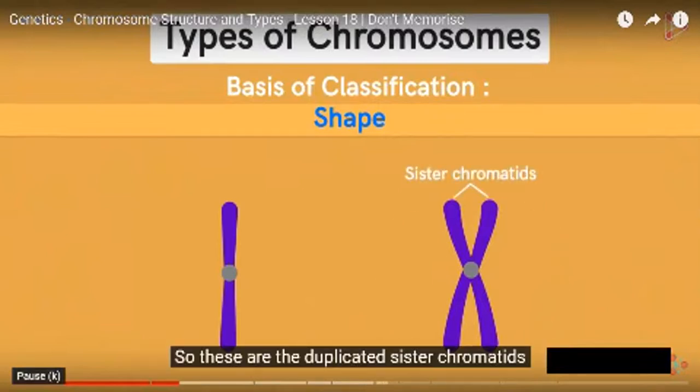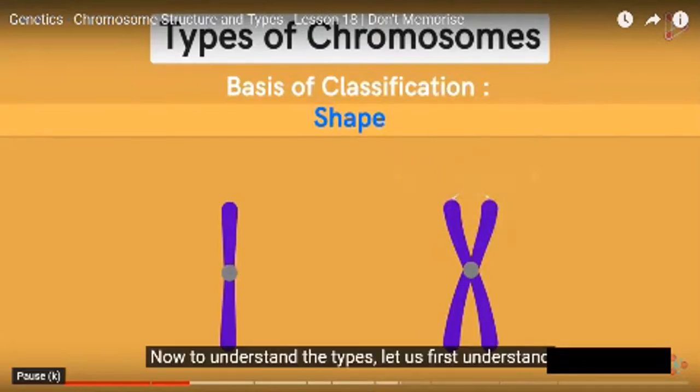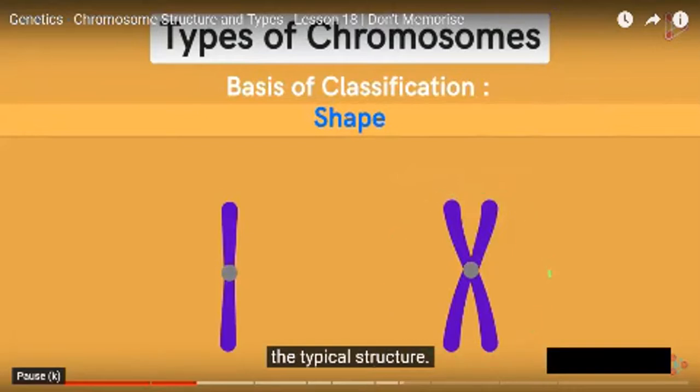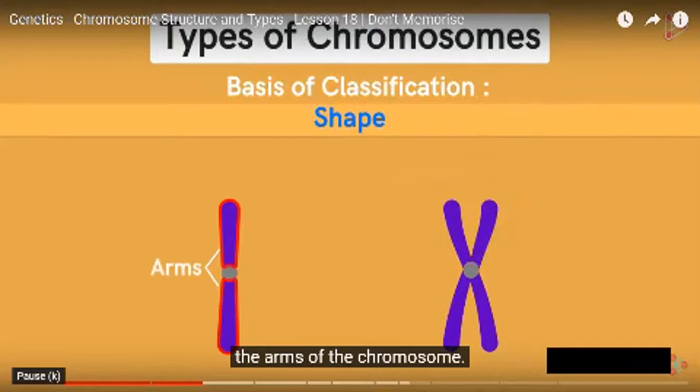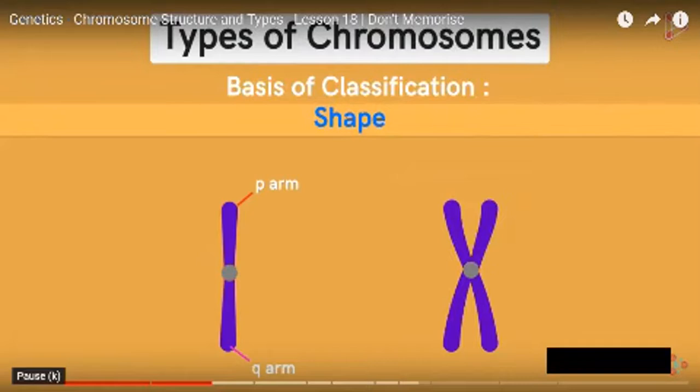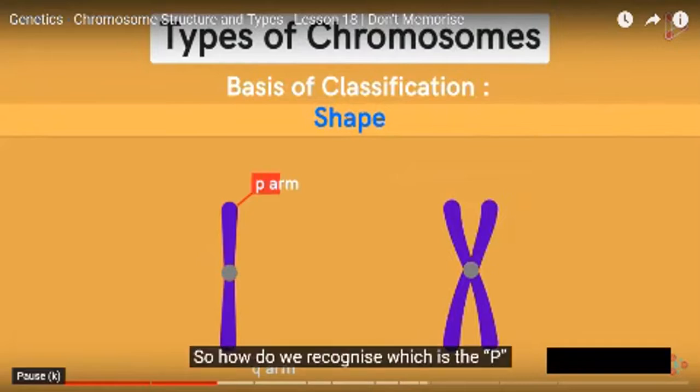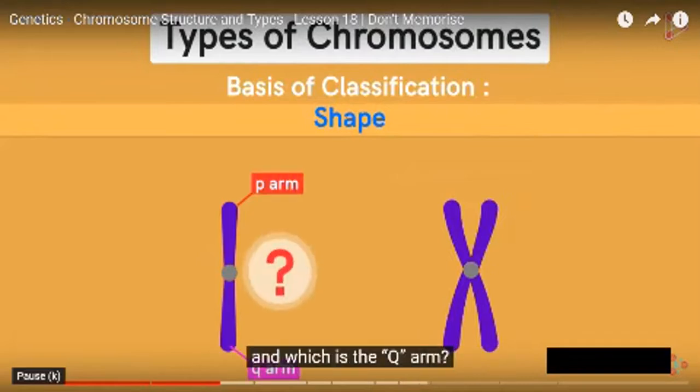So these are the duplicated sister chromatids, which are attached to the same chromosome. Now to understand the types, let's first understand the typical structure. Here, these two regions are called the arms of the chromosome. This arm is named as the P arm, and this is known as the Q arm. So how do we recognize which is the P and which is the Q arm?